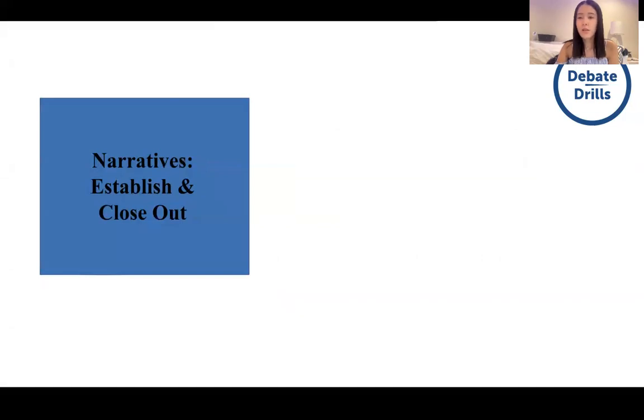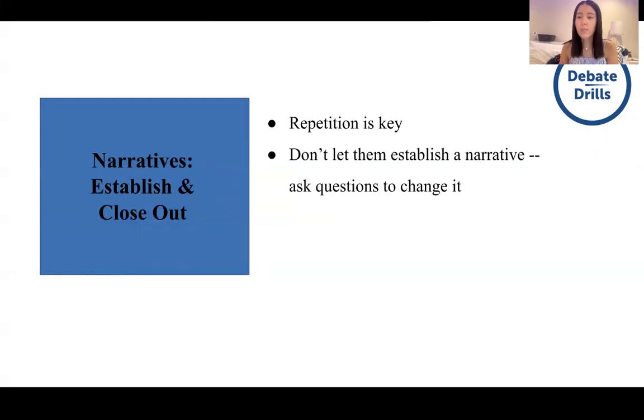Now let's talk about the narratives more specifically, establishing and closing them out. Again, repetition is key. You want to drill into the judge's mind what you're trying to tell them. You want them to hear it so many times that they could repeat it to you backwards. So make sure that that's in the judge's head and that is the clearest thing they know at the end of the round. Again, don't let them establish a narrative.